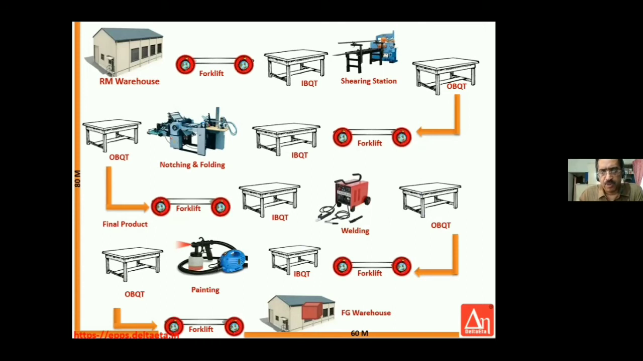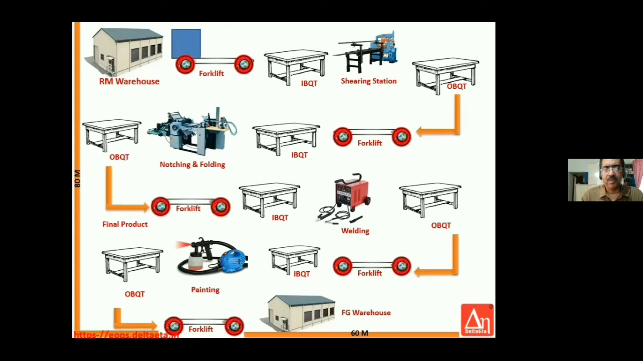Now this is a simple process where a piece of sheet is getting converted into a small tray. A big sheet is getting cut, sheared at the shearing station to be made into 4 pieces. Those 4 pieces are notched and folded so that it forms a tray shape. Then the tray is welded, and after the welding, it is painted. So the entire process, you see the layout is very simple.